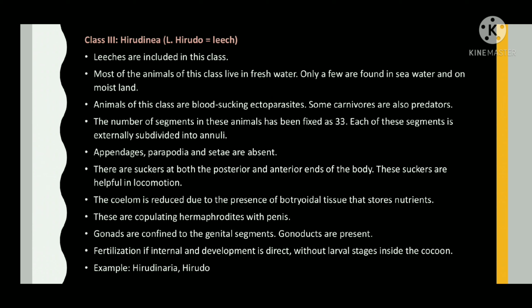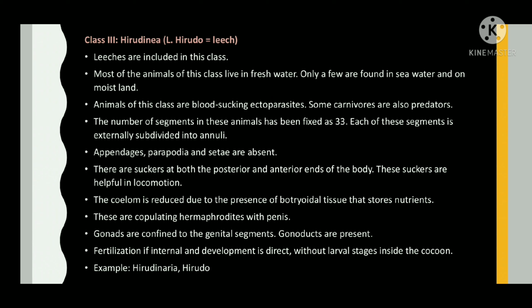Each of these segments is externally subdivided into annuli. Appendages, parapodia and setae are absent. There are suckers at both the posterior and anterior ends of the body. These suckers are helpful in locomotion. The coelom is reduced due to the presence of botryoidal tissue that stores nutrients.